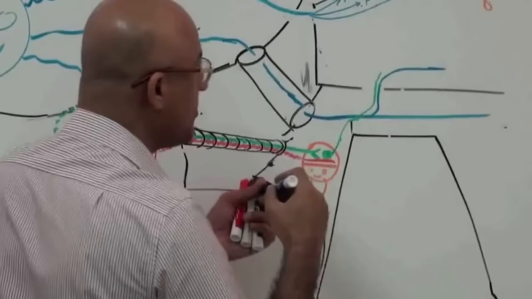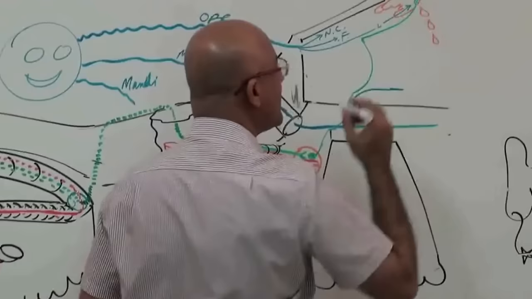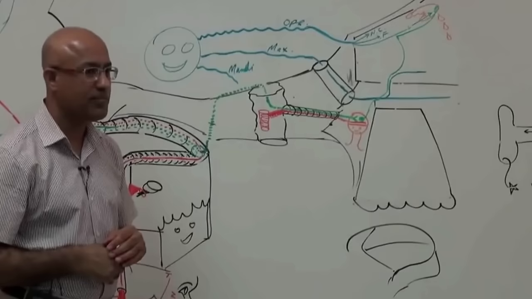From here, they make a communication to what? Lacrimal nerve. And with that, they reach to where? Lacrimal gland. So this is the lacrimatory pathway of parasympathetic fibers.